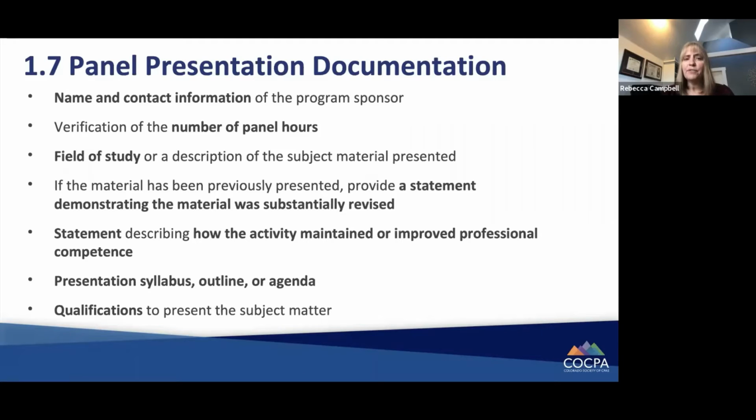Again, name and contact information of the program sponsor, verification of the panel hours. All of this information is the same as if you were documenting speaking.